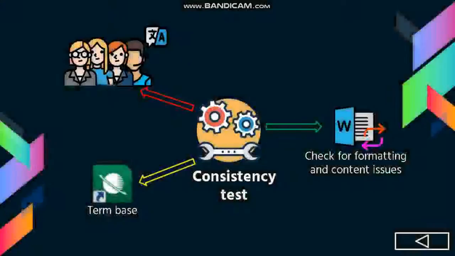The final method is the consistency check. It is done by the translator himself together with a group of readers to improve the consistency of the text, to check for formatting and content issues.